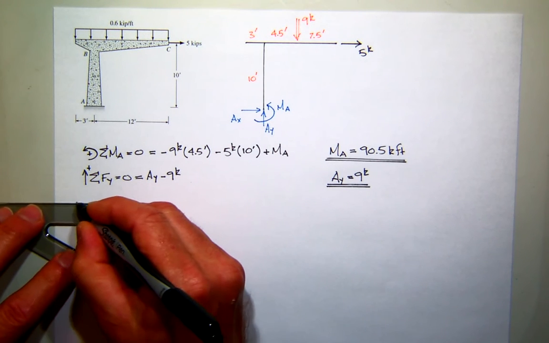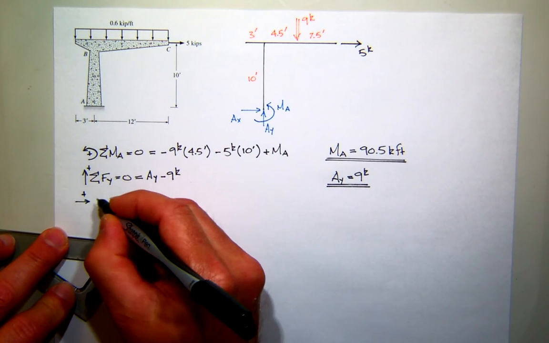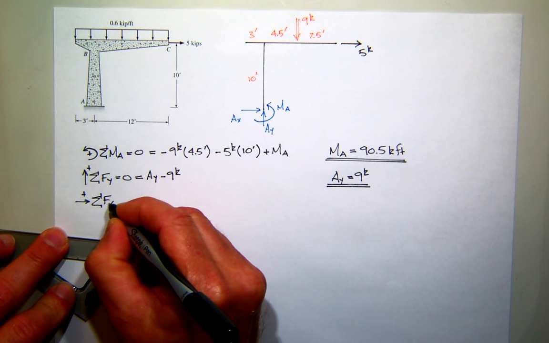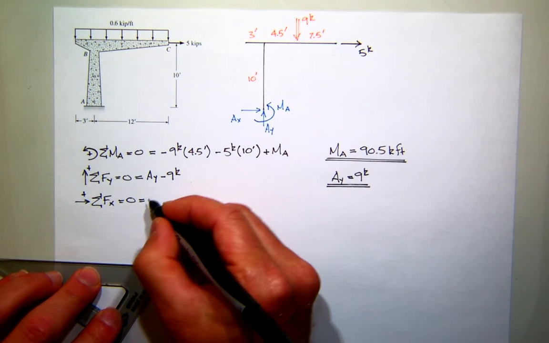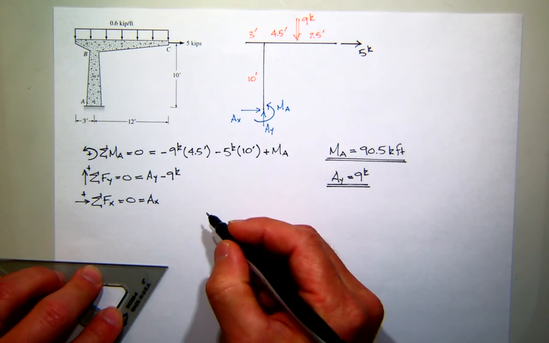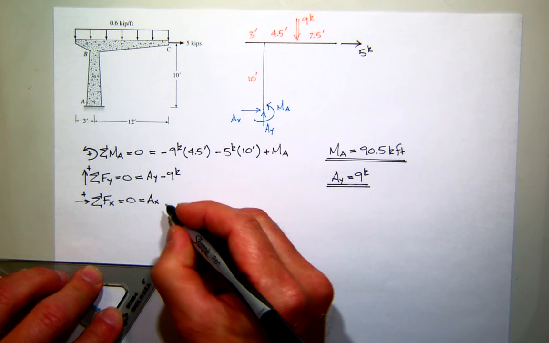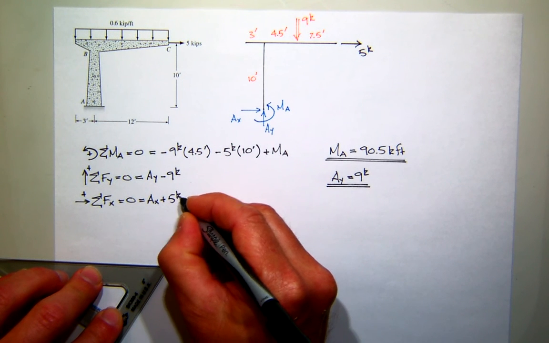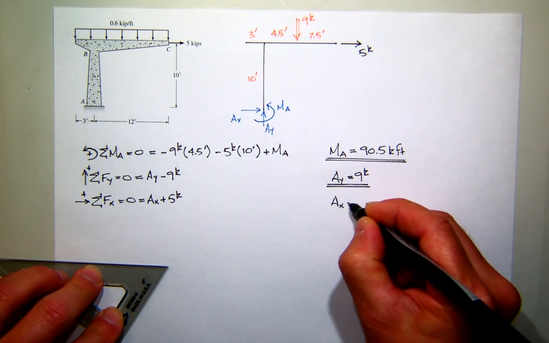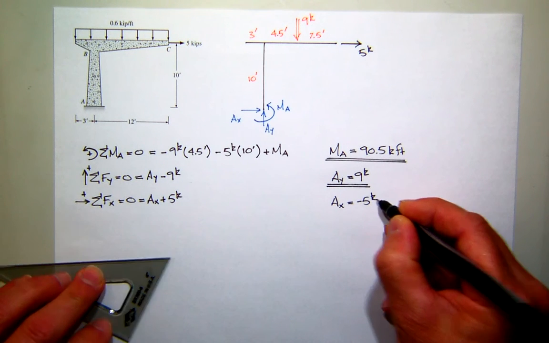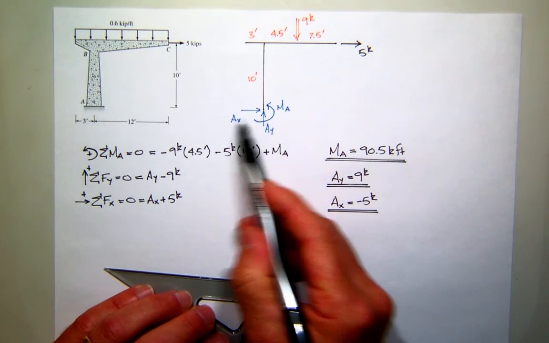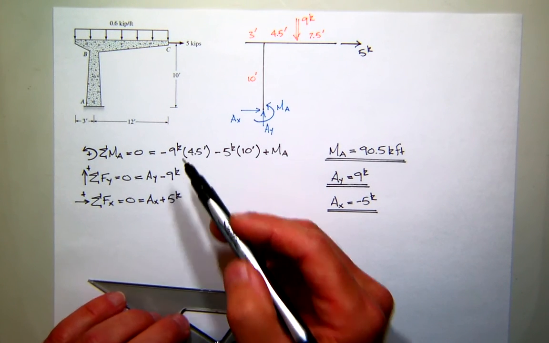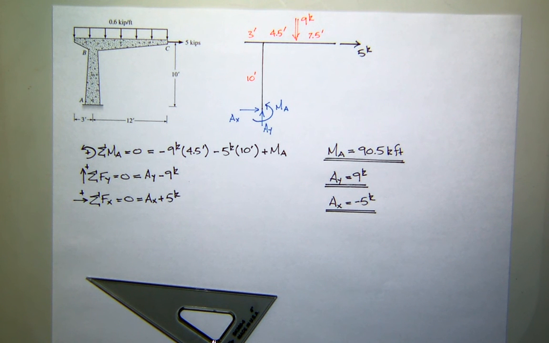And then finally, assuming to the right is positive, I will sum forces in the x direction. And what do I get? Well, I have AX acting to the right, so that's positive. What else do I have? 5K, also positive. So solving for AX, you simply find that it's 5 kips, and the minus sign just means it's opposite of what you thought. It's actually acting to the left. Any questions about that one? It's kind of like statics all over again, right?